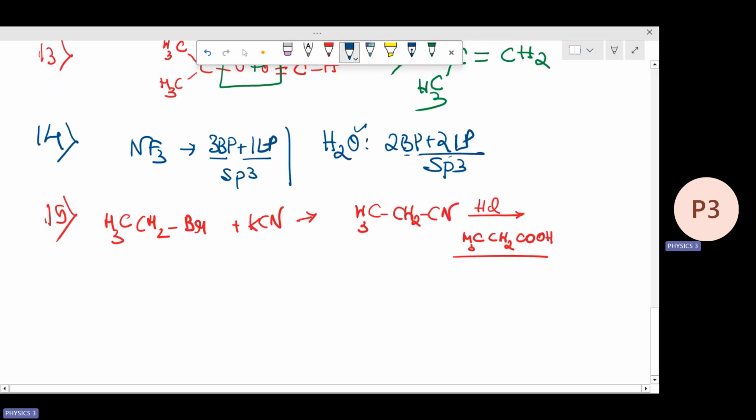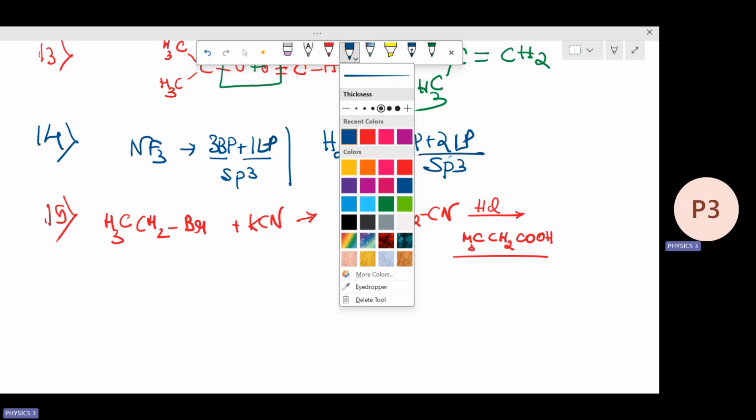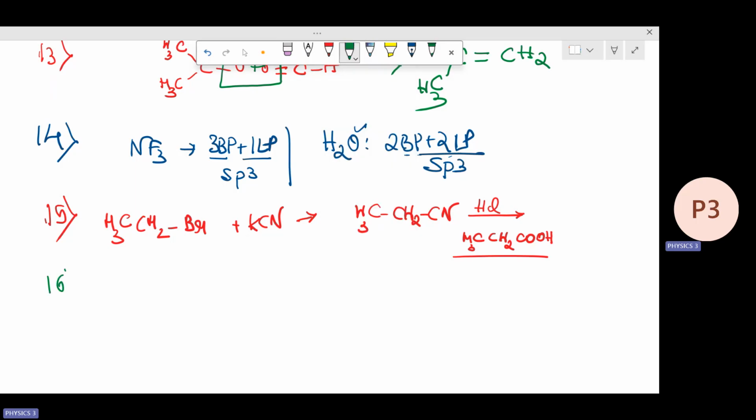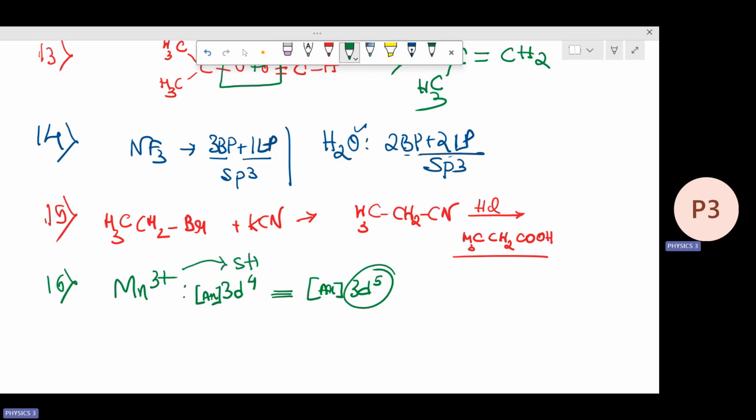The next question is, among the following, which is the best oxidizing agent? Students, an oxidizing agent is one that takes electrons from others and itself gets reduced. Mn3+ has the configuration argon 3d4. If it gains one electron, it will immediately become argon 3d5. Just to gain that one electron, it acts as a very strong oxidizing agent.